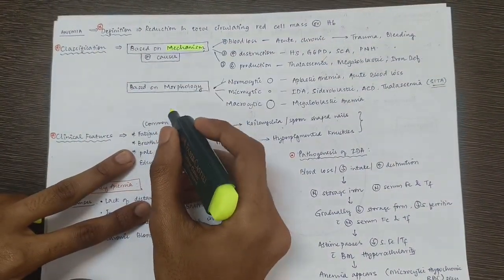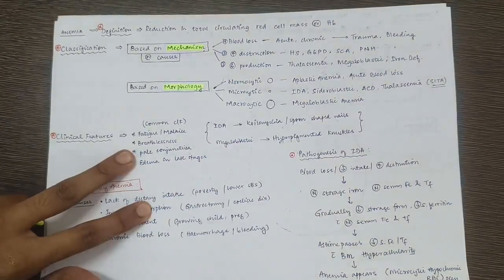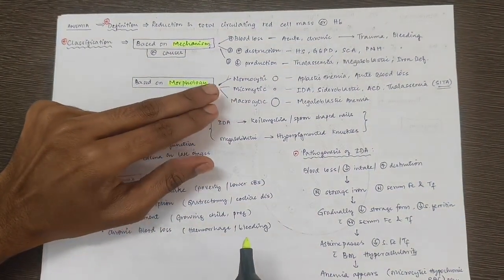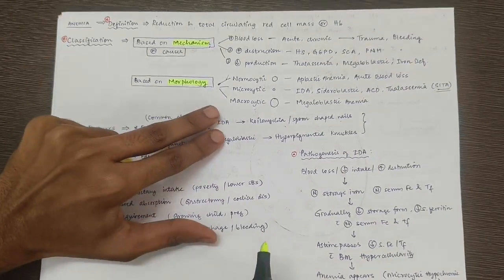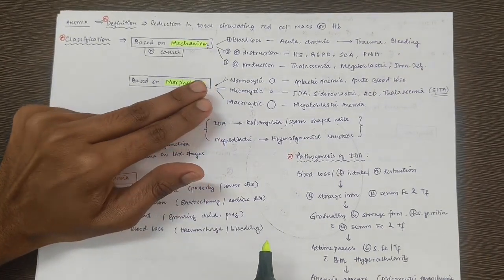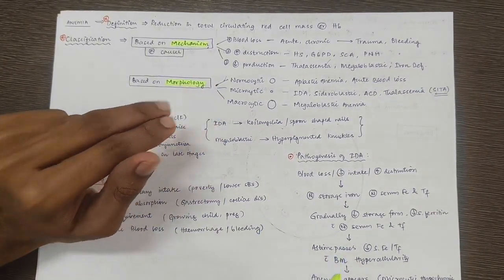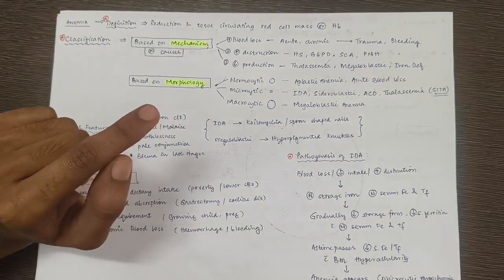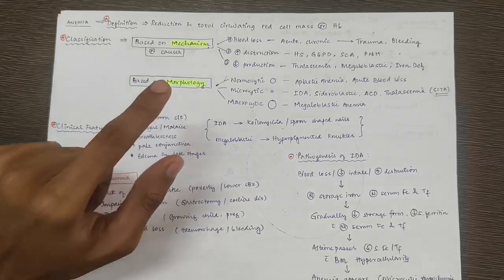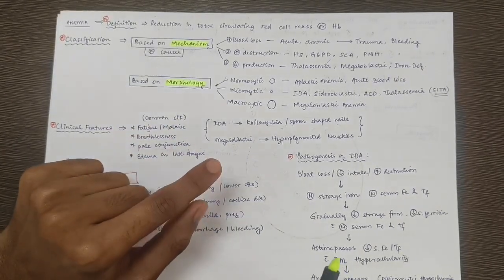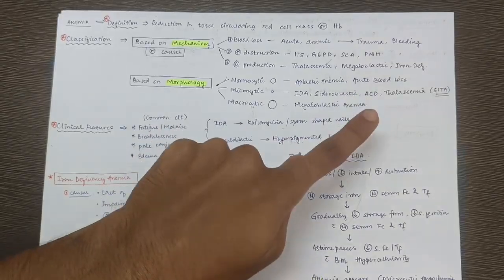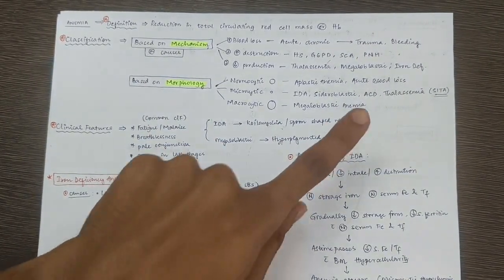The next we are going to deal with is based on morphology. Based on morphology, you are going to divide it as normocytic, microcytic, macrocytic. So what are the causes of normocytic anemia? That is, the RBCs are in normal size and shape and color. Okay, that's called normocytic normochromic anemia. So basically the examples under them are aplastic anemia, acute blood loss. Okay, these are the things.